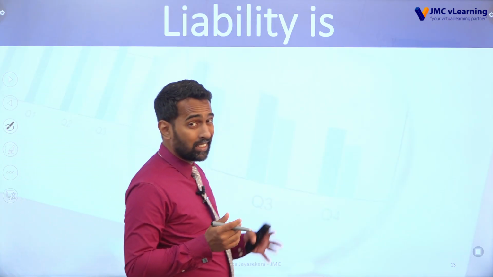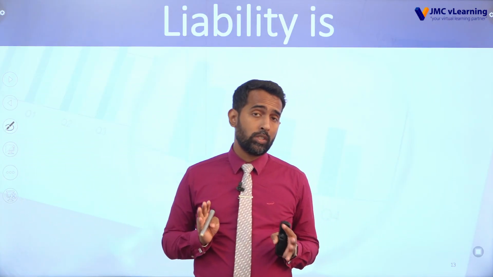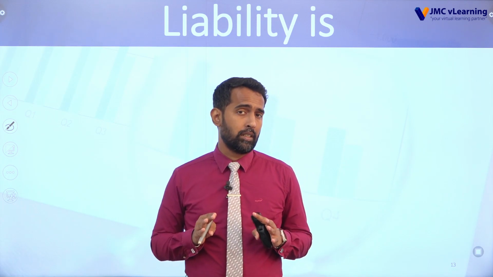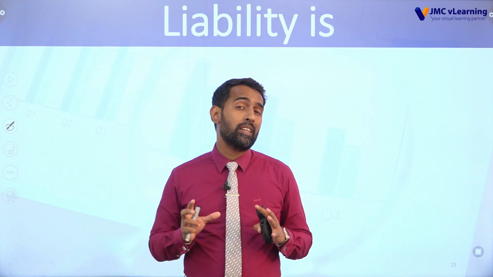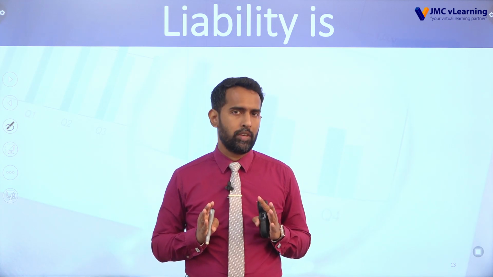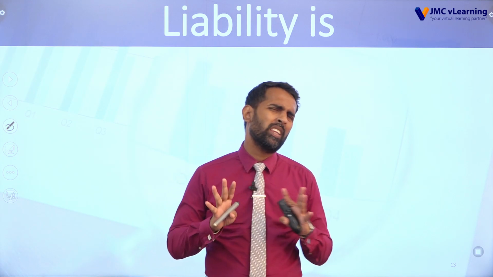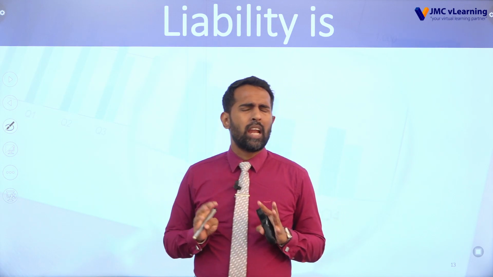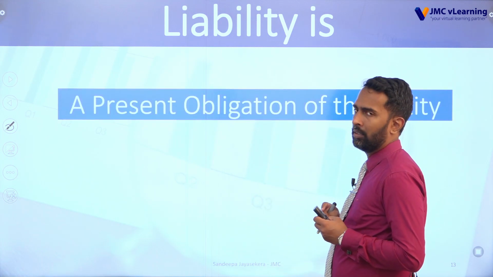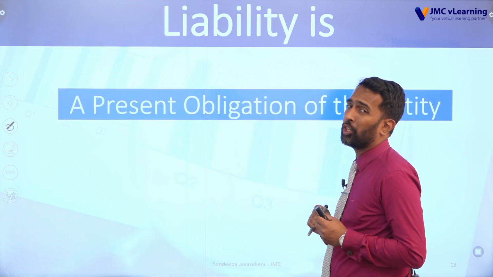So now we know what is an asset. Asset is a present economic resource as a result of past events which is controlled by the entity, right? Now after the asset definition, we are going to move towards the liability definition. Now let's look at the liability definition. Liability can be defined as a present obligation. Liability is a present obligation.